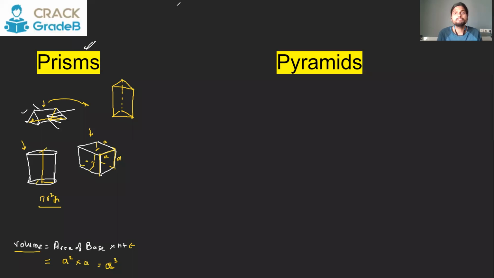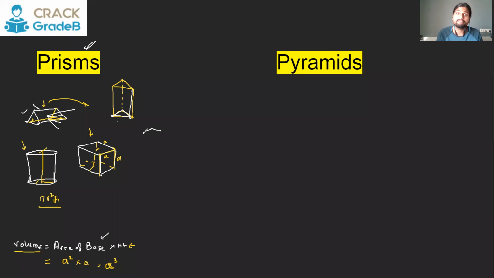Like this, you have to imagine this figure. Now you can calculate the area of the base. Of course, everything should be provided. The side of the triangle should be provided, and then you can calculate the area of the base into height, and you can calculate your own volume for these prisms.